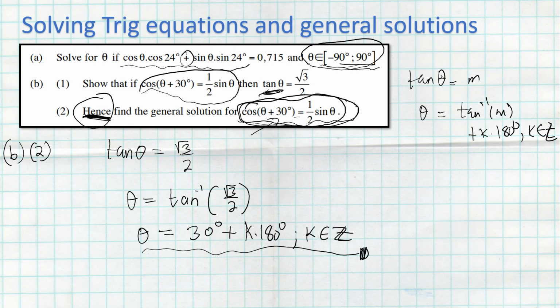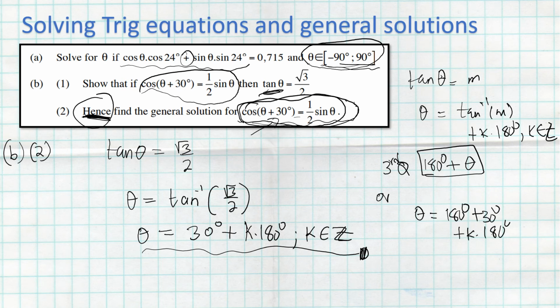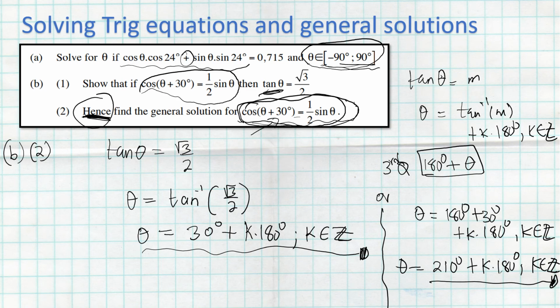We can also go where tan is positive. Tan is also positive in the third quadrant, and it's defined by 180 degrees plus theta. Can you still remember? In the third quadrant, it's defined by 180 degrees plus theta. So our theta can also be written as 180 degrees plus theta, which is 30 degrees plus k times 180 degrees, where k is an element of all integers. For tan it is 180 because its period is 180, right? So 180 plus 30 is going to give me 210 degrees plus k times 180 degrees, where k is an element of all integers. So that will be the general solution there.